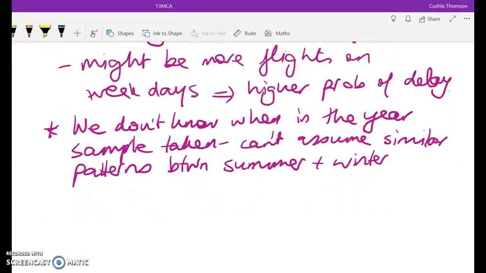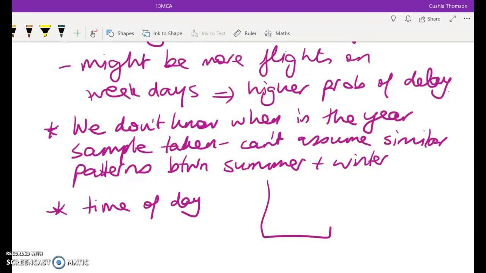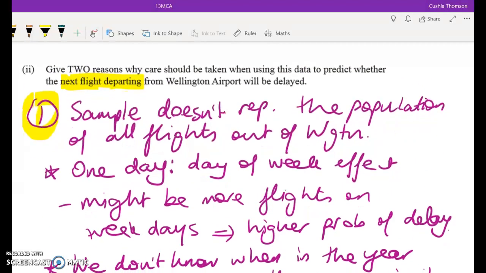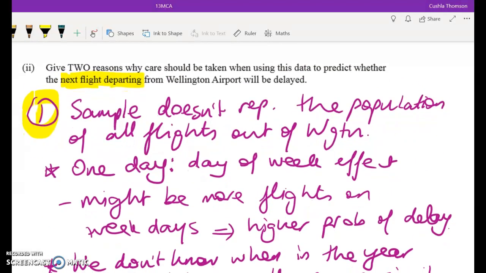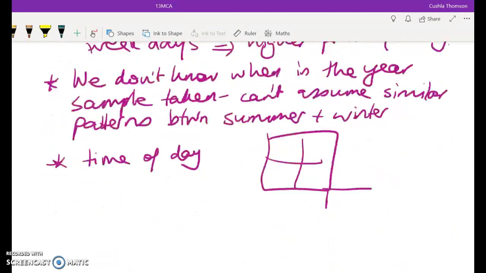data was taken. The other thing that we don't know is the time of day. So this data, the 83 flights here, was collected over the course of one day, but if you read the question, we're asked why we have to be careful using it to predict the next flight departing, what the probability is of that being delayed. So the next flight departing will be happening at a certain time of day, and that will affect our probability.